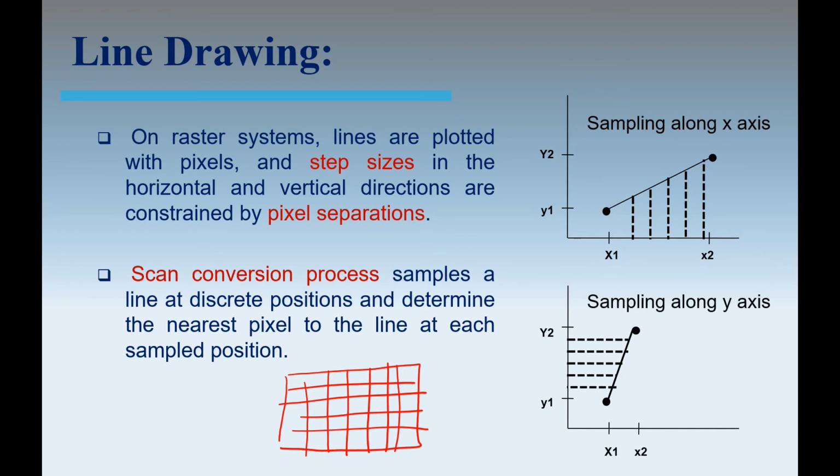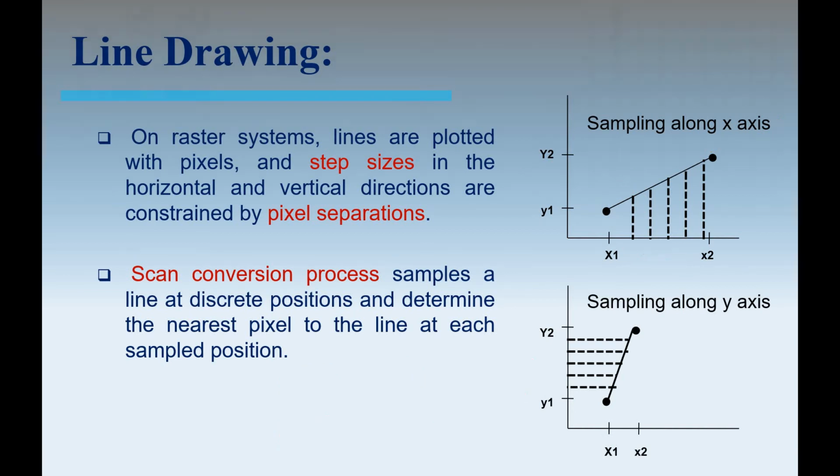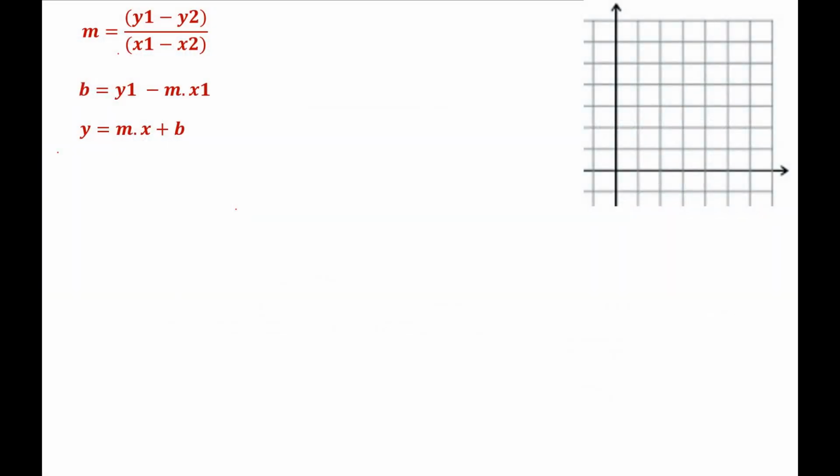Here, as we sample along the x-axis, suppose this is the first endpoint, your (x1, y1), and this is your (x2, y2). As we move from one endpoint to the other, we can move along the x-axis, which is sampling along the x-axis, or we can sample along the y-axis also. It doesn't matter. Now whatever we have studied, let us try to put it into good use.